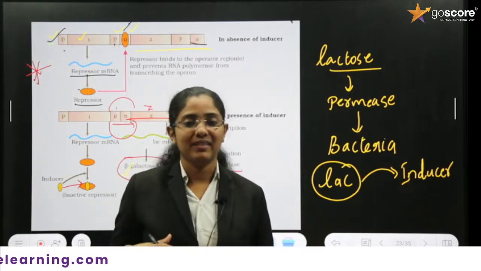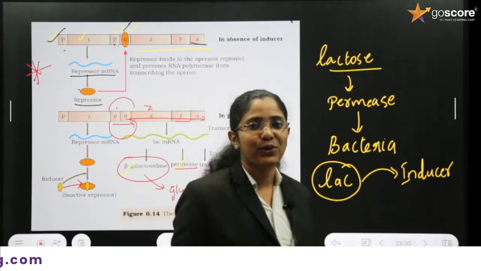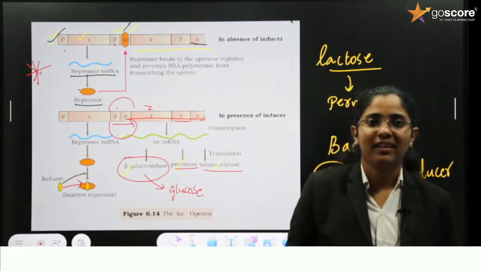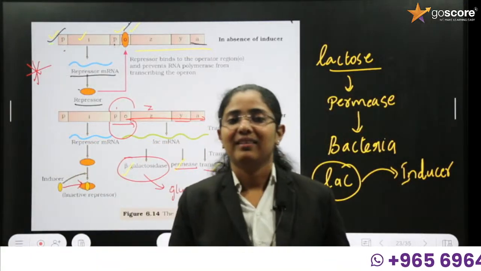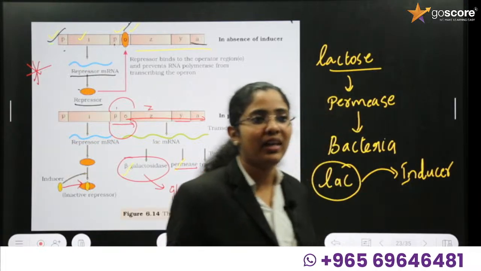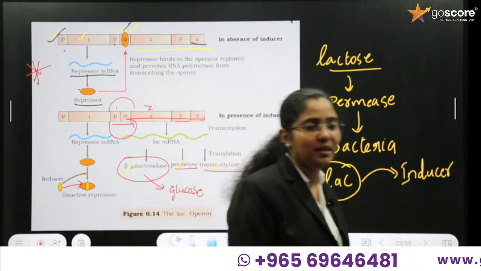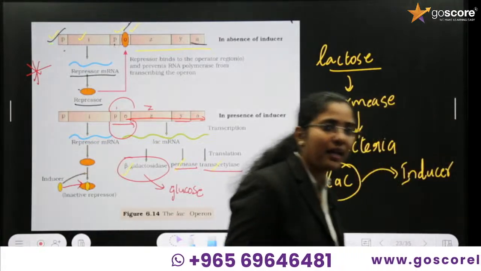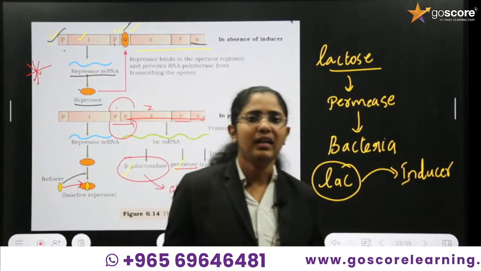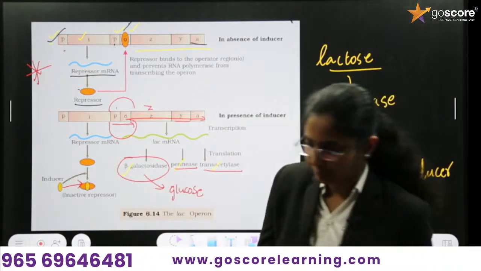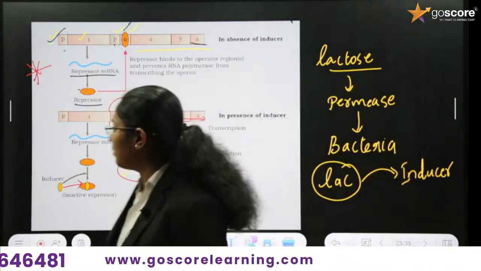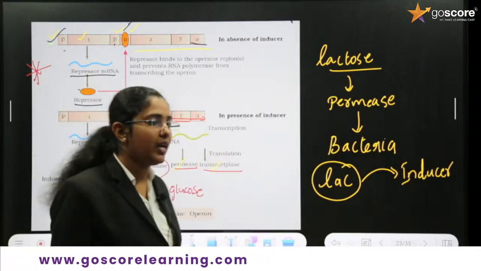Then again, what happens? Another molecule, the inducer molecule, comes. It takes the repressor molecule away from the operator side. Then the operator is free, the promoter is free, the polymerase enzyme comes and binds, and then it moves. So it is very simple and logical. If you apply some logic, you can get it easily. Okay, so you are thorough, right? It is very important. You have to study this.